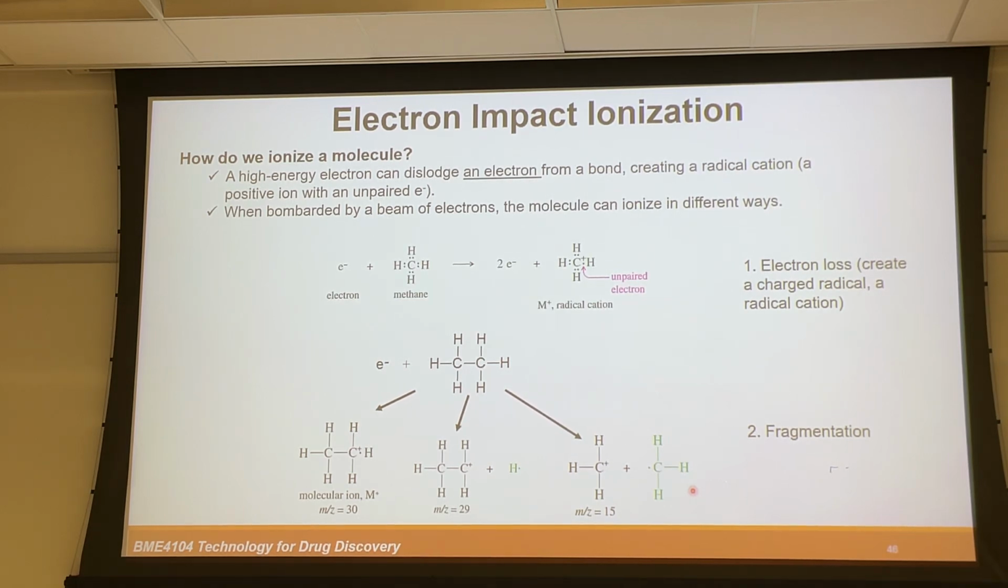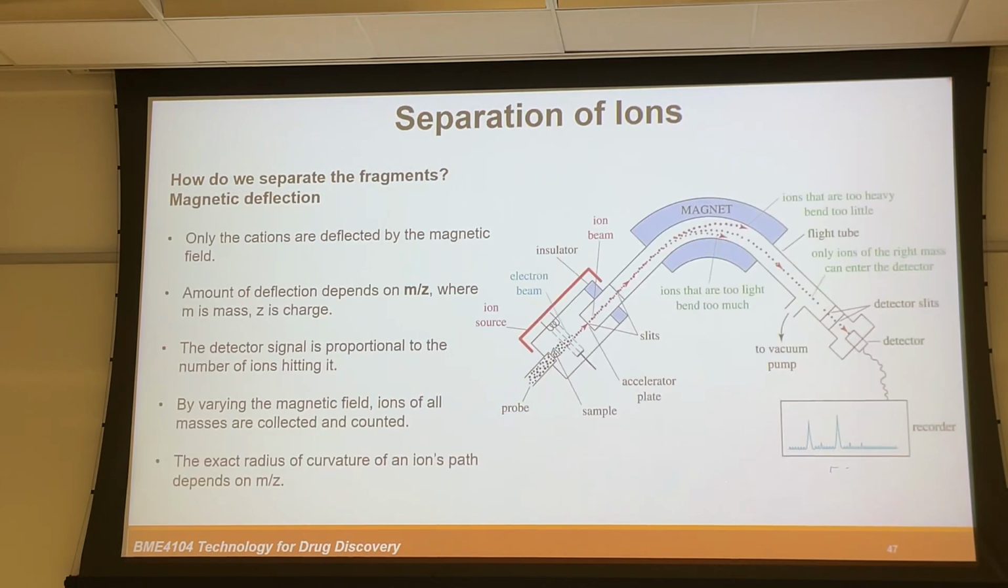When the molecule becomes even more complicated, there are many other ways it can be broken into pieces as well. Depending on the M to Z ratio, it will hit a different position on the detector, and we will tune the magnet strength so that only a certain M to Z ratio can be detected at the detector. Then we change the magnet strength again, and another M to Z ratio will be detected, again and again. So that's how we can build up this spectrum.